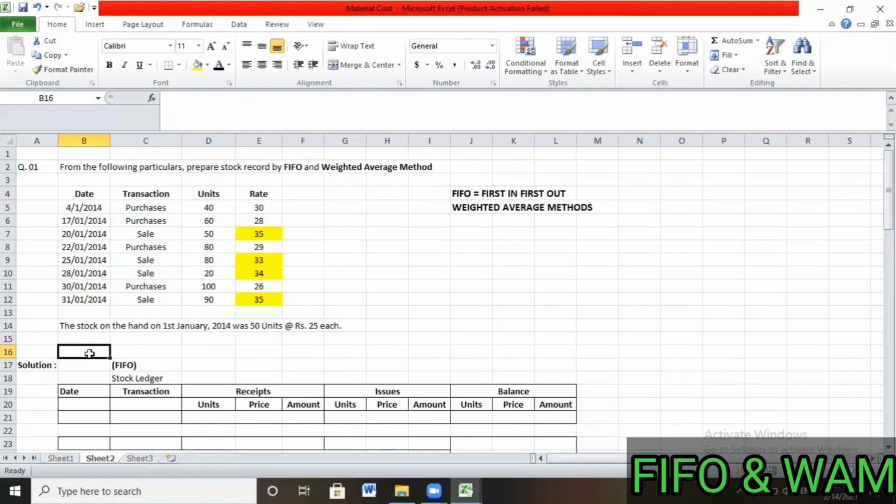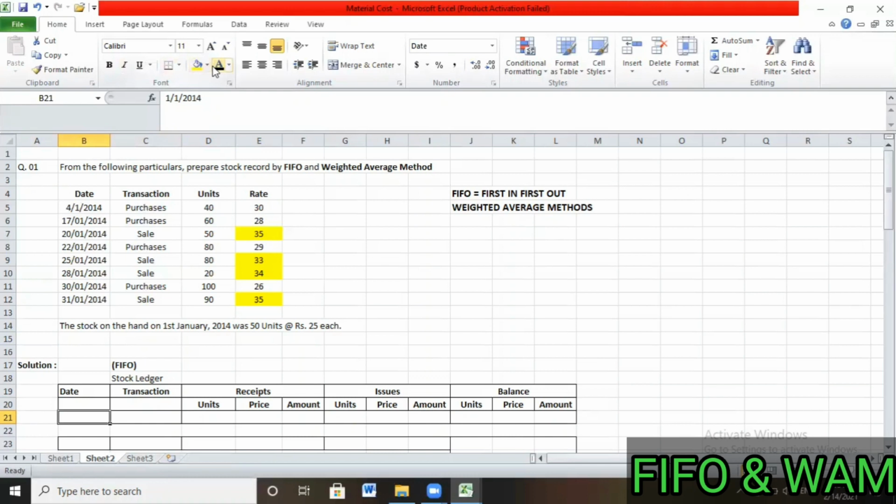Now we are going to prepare the solution as per FIFO, first in first out. This is our stock ledger and we are preparing it with the columns of date, transaction, receipts, issues and balances. Issues stand for sales; they go out. Receipts come in, issues go out. Each is further subdivided into three parts. Unit means your quantity, then price, you can say rate. So unit, price and amount, unit, price and amount, unit, price and amount. All three elements should be considered.